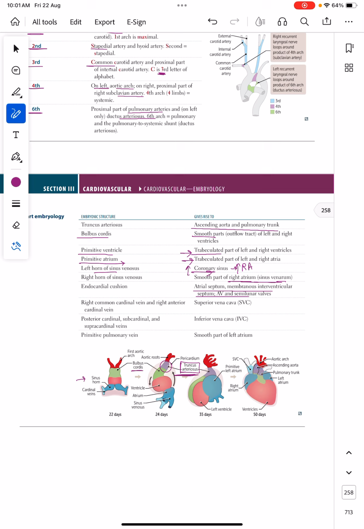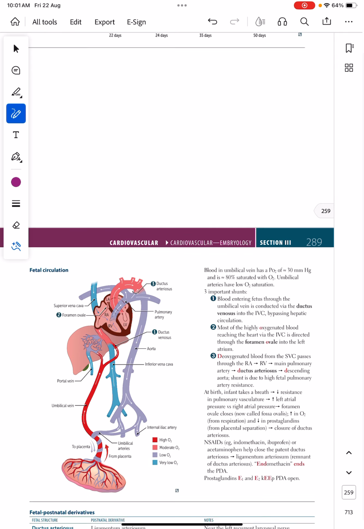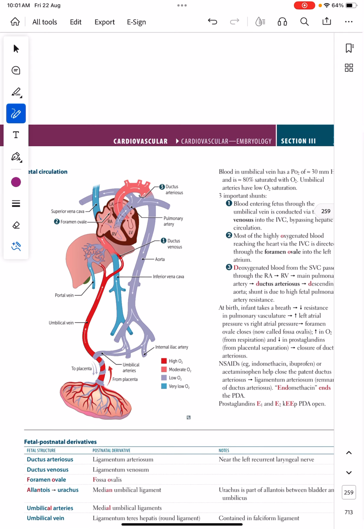The endocardial cushion gives rise to valves mostly, and the septa in between. And the right common cardinal veins and the right anterior cardinal veins form the superior vena cava, while the posterior ones form the inferior vena cava. So these are the primitive derivatives. Now the important thing is fetal circulation.